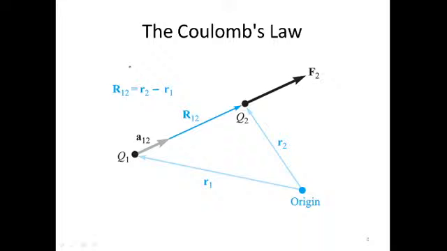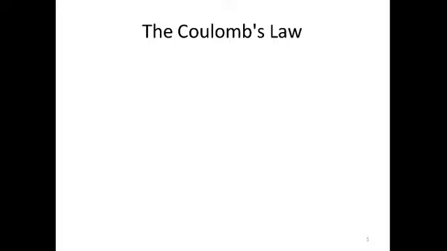So we know that like charges repel each other, whereas unlike charges attract each other. According to Coulomb's law, we have this particular formulation for the force. In this formulation, as per the statement provided, the force of interaction is directly proportional to the product of the magnitudes of the two charges, Q1 and Q2, whereas it is inversely proportional to the square of the distance between them.